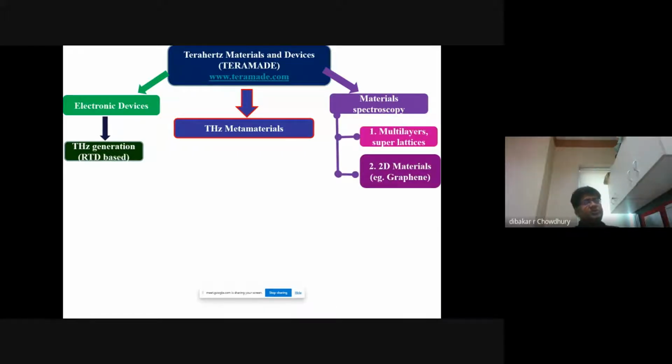In material spectroscopy, the terahertz domain is not very well explored till now. So new materials are required, novel materials, engineering the materials. What we do is study multi-layers or superlattices of such materials. Also, we study 2D materials, for example graphene, MoS2, novel materials with unique properties where you can tune the properties with different external agents. That also we study for the terahertz responses.